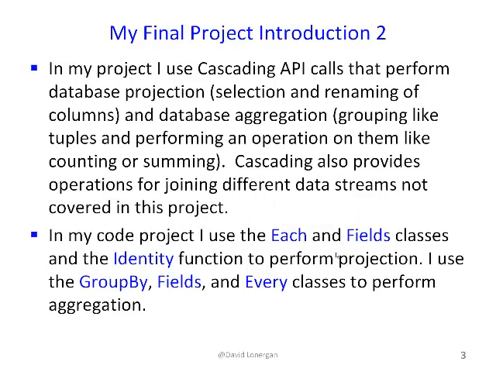In my project, I use Cascading API calls that perform database projection, selection and renaming of columns, and database aggregation, grouping like tuples and performing an operation on them like counting or summing. Cascading also provides operations for joining different data streams, not covered in this project. In my code, I use the Each and Fields classes and the Identity function to perform projection. I use the GroupBy, Fields, and Every classes to perform aggregation.